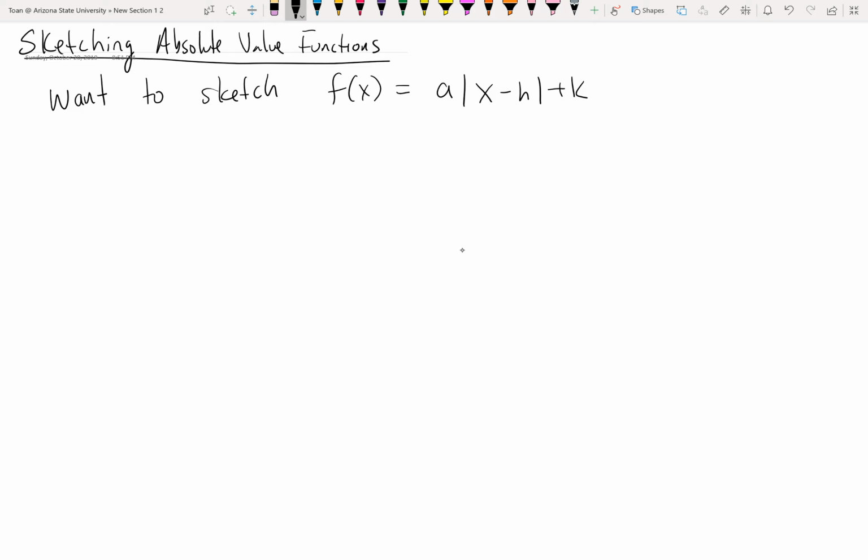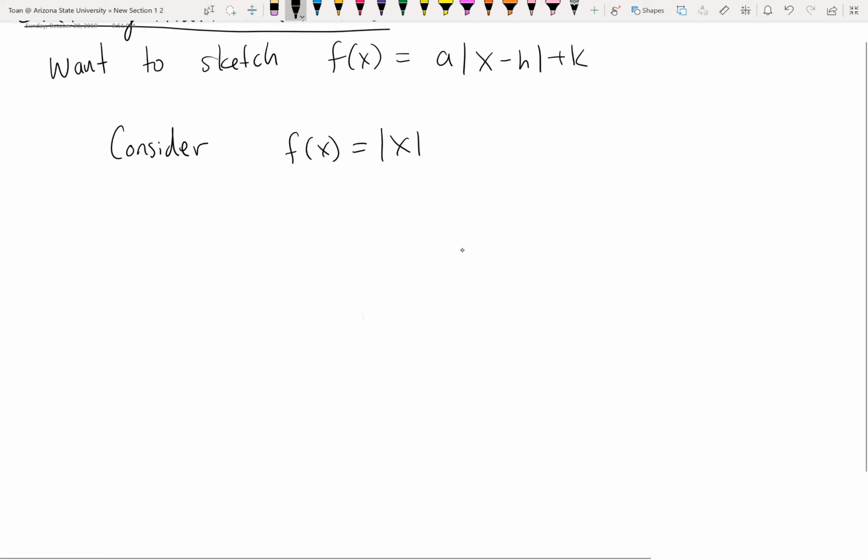Well, first we need to know what the basic absolute value function looks like. So we're going to consider the parent function. That's a function without any bells and whistles. What's the simplest version of this equation we can make? Well, that's just simply the absolute value of x.